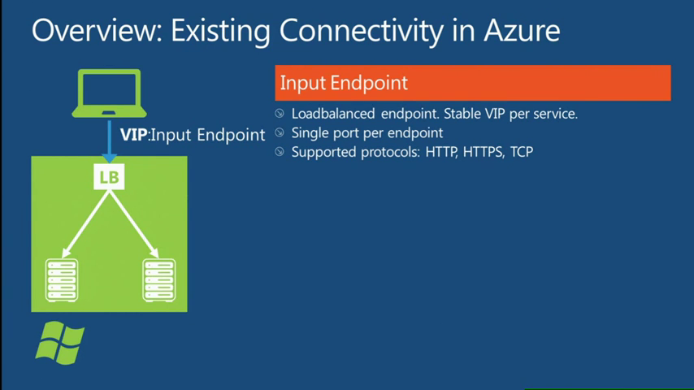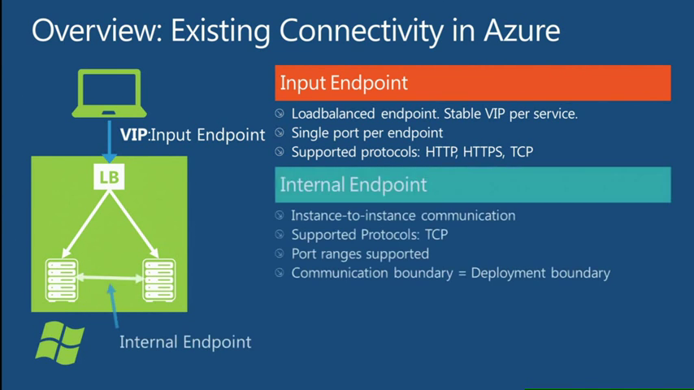Okay? So this takes care of connectivity in and out from the internet, but it doesn't help you with connectivity between various role instances or virtual machines that you have deployed within your single service. For that, we have an internal endpoint. You'll have to define an internal endpoint, which could be a single port or a port range that you open up to enable inter-instance communication. So if you had one VM wanting to talk to another VM that's part of the same service, you would define an internal endpoint to open up a particular port or port range. And the only protocol that we supported for internal communication was TCP.